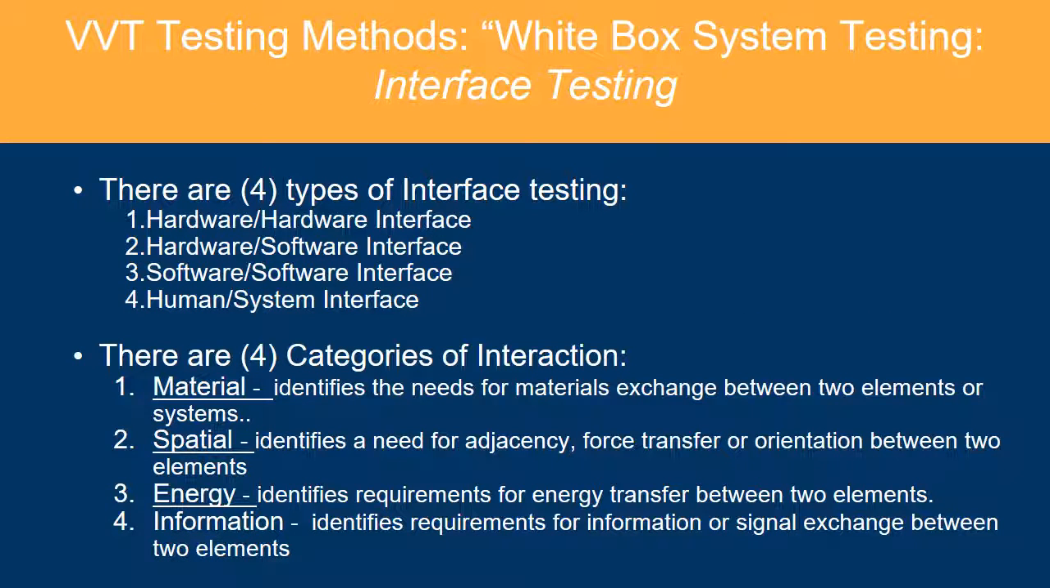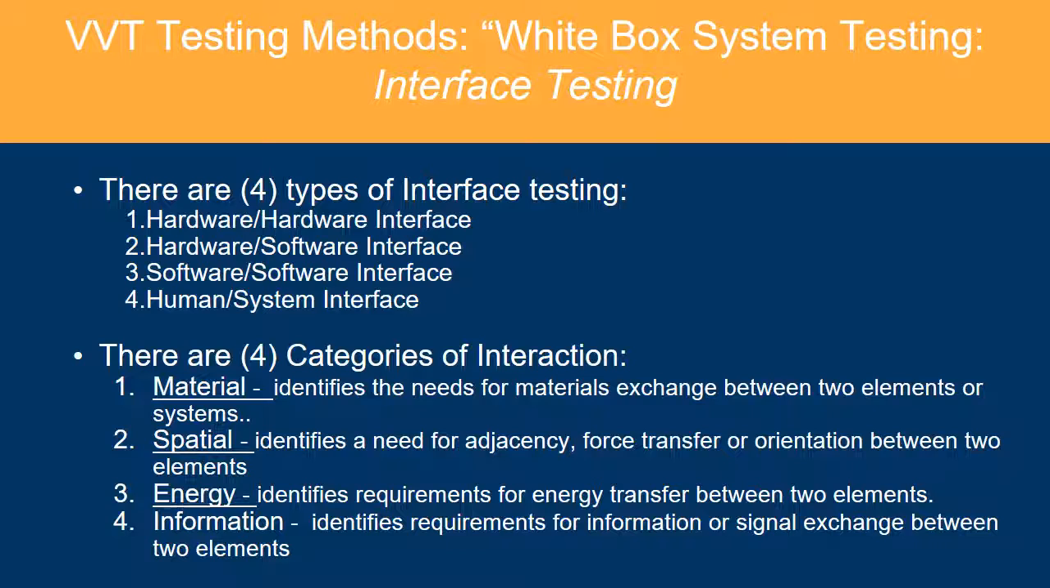Now let's discuss interface testing. Interface testing covers agreed upon mechanisms for interactions and communications between different parts of a system. These interactions also refer to the communication between different parts of the subsystems. There are 3 types of interface testing: hardware-hardware interface, which is communication between hardware systems; hardware-software interface, which is the interface between hardware and software; software-software interface, which is the communication between software systems; and human system interface, which are interactions between the user and a system.